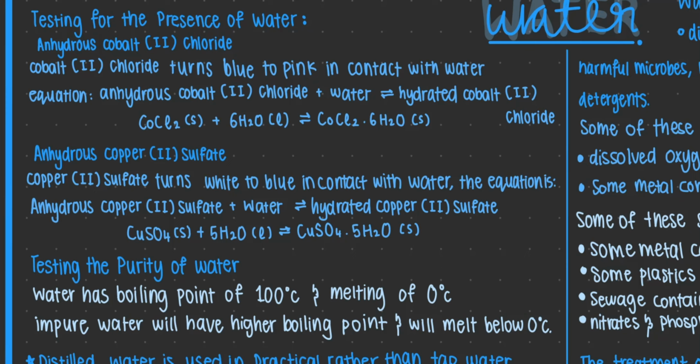Okay, first things first, there are two tests for the presence of water. There is anhydrous copper(II) chloride, which changes from blue to pink when it comes in contact with water. And then there's anhydrous copper(II) sulfate, which turns from white to blue in contact with water. You do not need to memorize the equation, so don't worry about that.